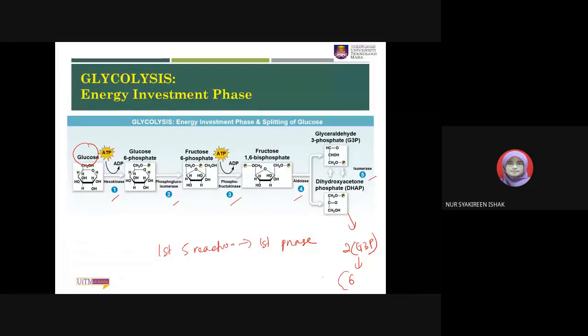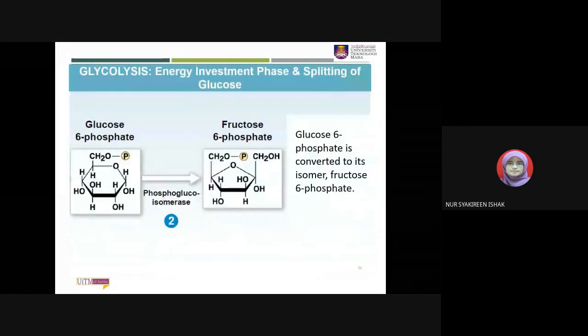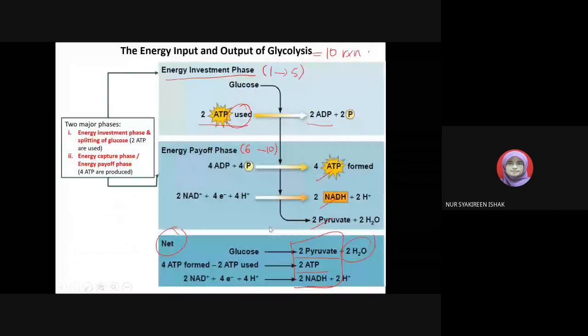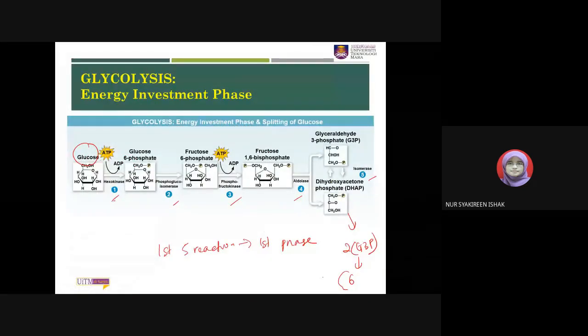Kalau tengok dekat dalam reaction ni, reaction yang pertama dengan reaction yang ketiga akan menggunakan satu ATP molecule each. Glucose initially does not have any phosphate attached to it. So when ATP enters, ATP releases one of its phosphate to the glucose molecule, so glucose becomes glucose 6-phosphate. Nampak dia akan attach pada carbon number 6, carbon number 1, 2, 3, 4, 5, 6. So it is called glucose 6-phosphate.